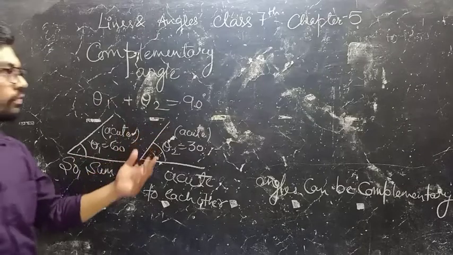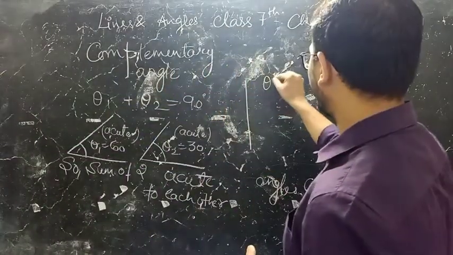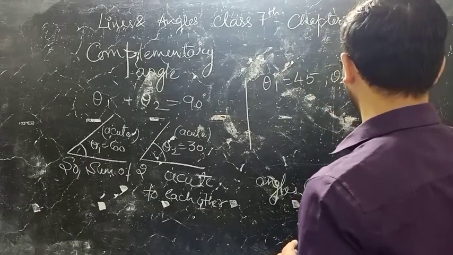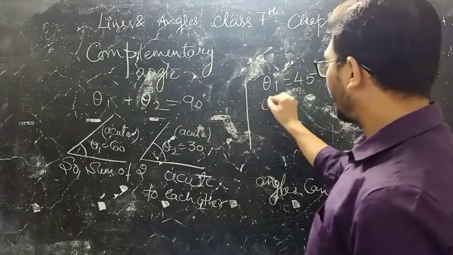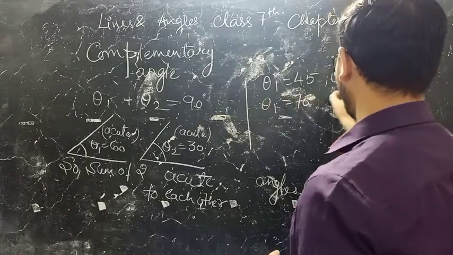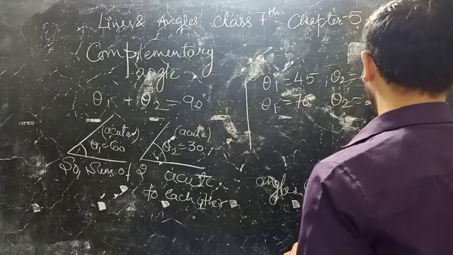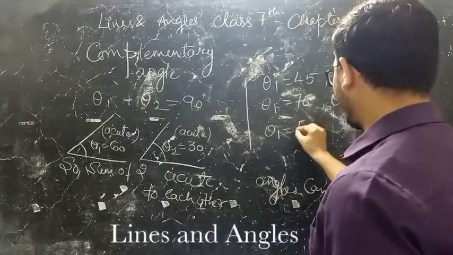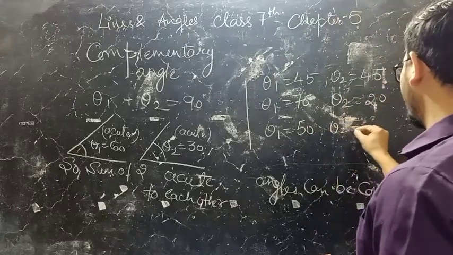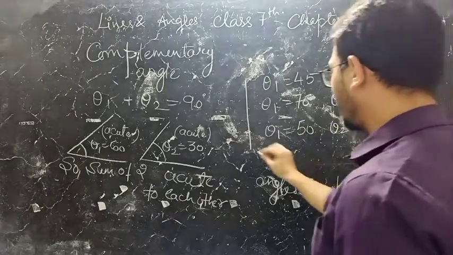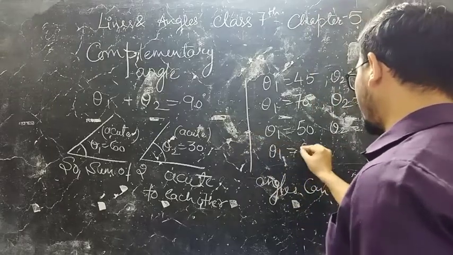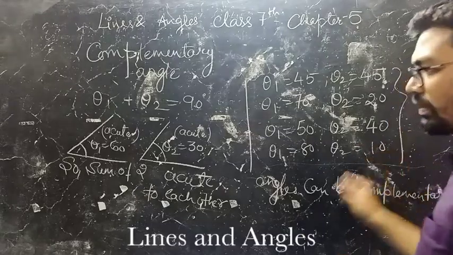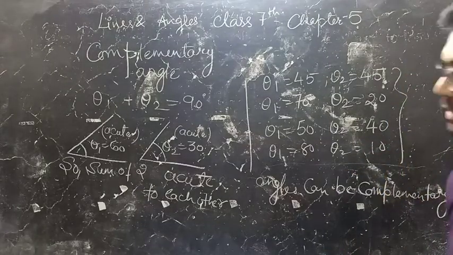So you can make any number of combinations like theta 1 is equal to 45 and theta 2 is equal to 45. This will again give you 90. Like theta 1 is equal to 70 degrees and theta 2 is equal to 20 degrees. Again the summation is 90. You can take theta 1 as 50 and theta 2 as 40. Again 90. You can take any example. Theta 1 is equal to 80 and theta 2 is equal to 10. So these are some possible combinations of complementary angles.